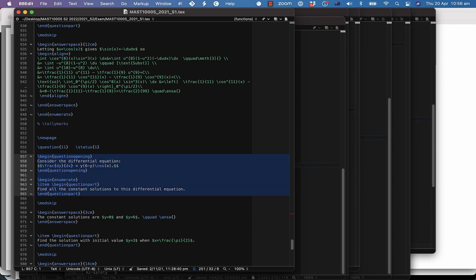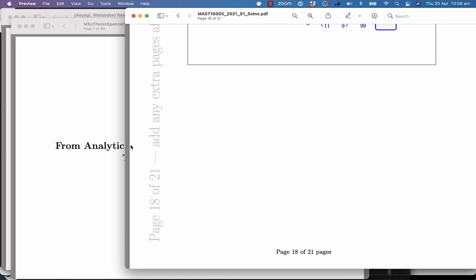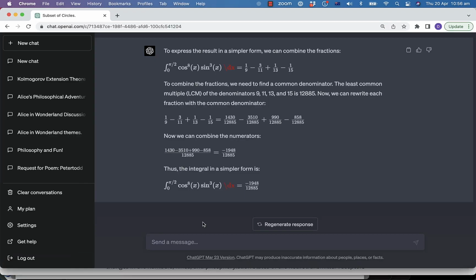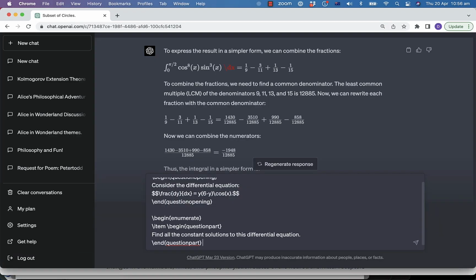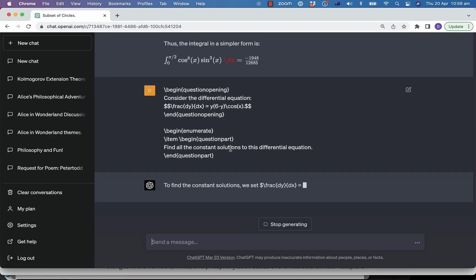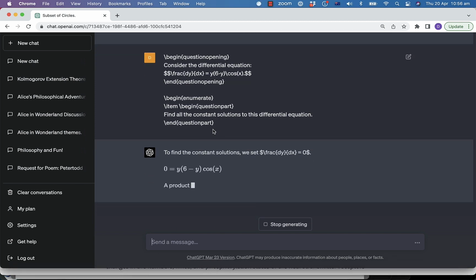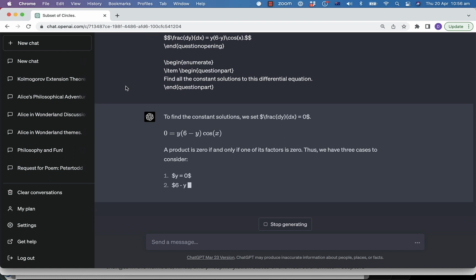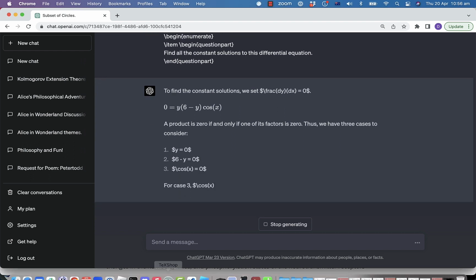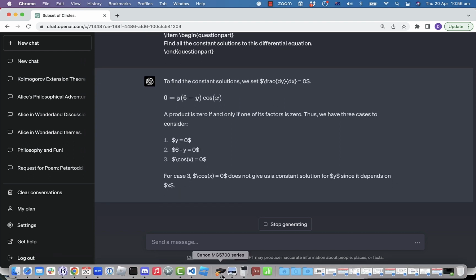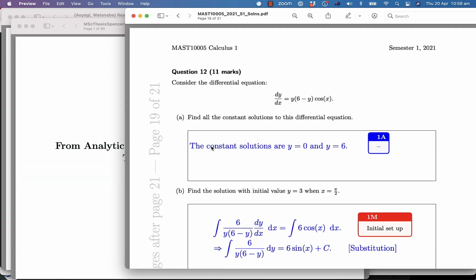Consider the differential equation. I wonder if there's any global prompt we could have given it that would eliminate a lot of these mistakes. Something like show more steps of working. It's already showing quite a few steps of working. I don't think that's the issue.